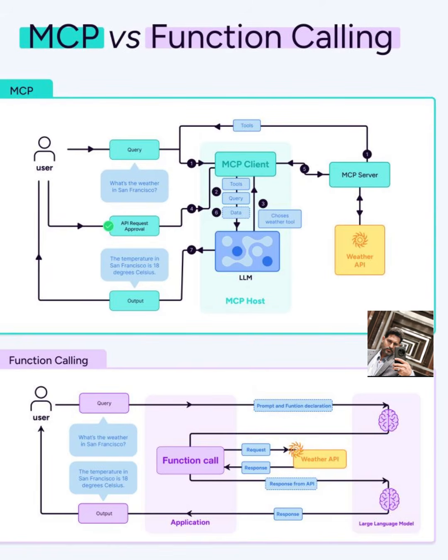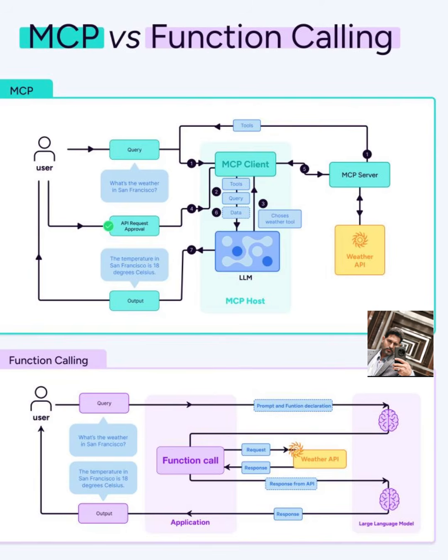Now, let's switch gears to function calling. This is a more direct approach, often baked into modern LLMs like those from OpenAI or Anthropic. Again, the user asks, "What's the weather in San Francisco?" The query goes straight to the large language model. Here's the key difference: the LLM has been fine-tuned to recognize when a function call is needed. It's given a prompt with a function declaration, basically, a definition of available functions, like get_weather, location.